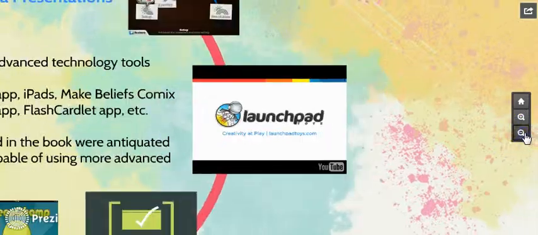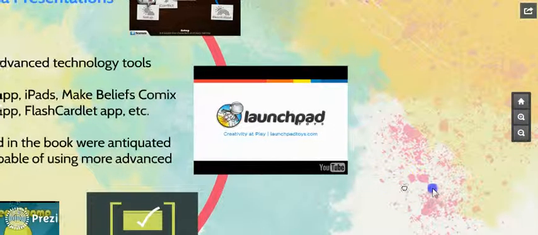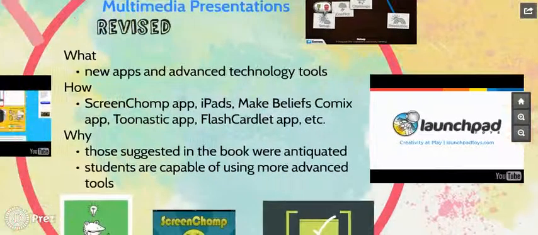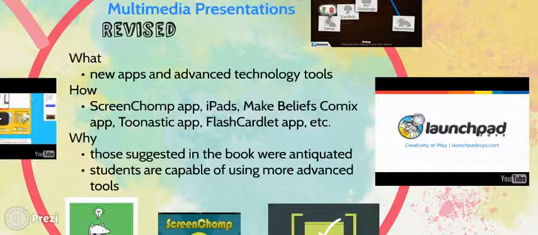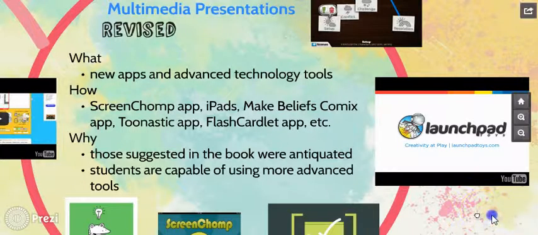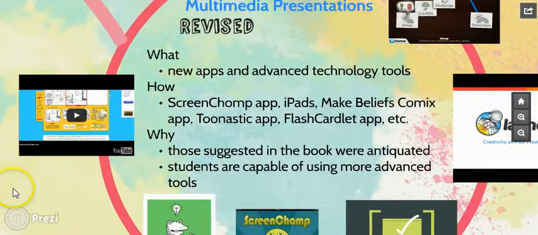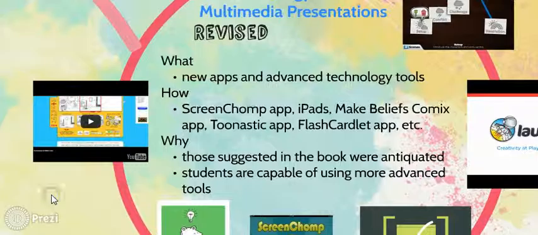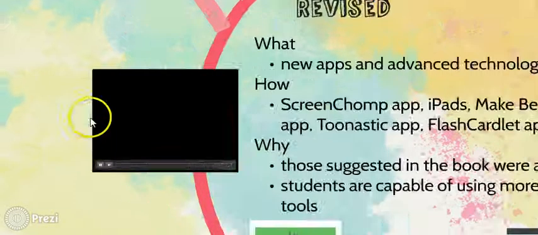Toontastic is a great app. I've actually used this with my students before, and they're very motivated, they're engaged, they're talking, they're listening, and they're really enjoying the process and using those higher order skills. Let's take a look at the Make Believe Comics app.